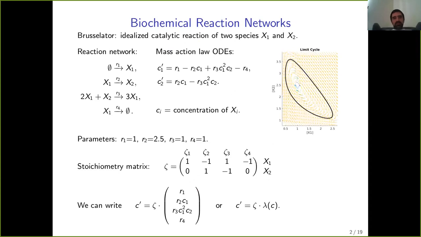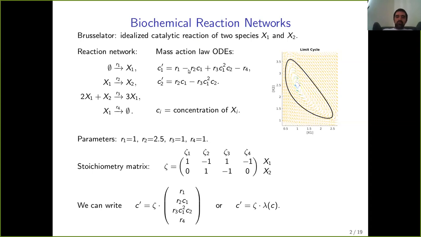So let me start by saying what is a biochemical reaction network. The motivation is this classical example, the stochastic oscillator, which is a catalytic reaction of two species, here X1 and X2. On the left, this is the structure of these reaction networks that shows, in this case, four possible reactions, which I would call reaction channels, which say how the species interact and how the species get transformed. You can read the second reaction as one particle of X1 transforms into one particle of X2. Here is the decay of one particle of X1. This is the birth, and so on and so forth.